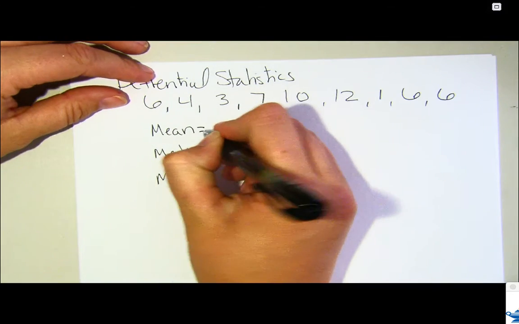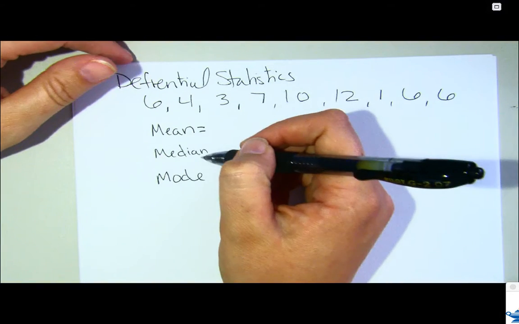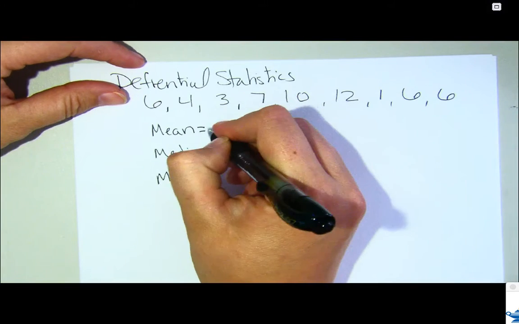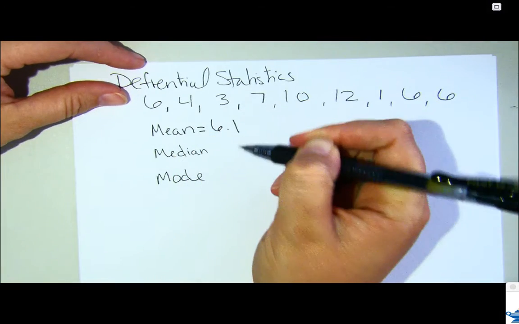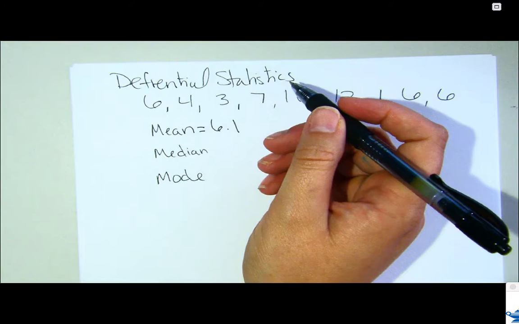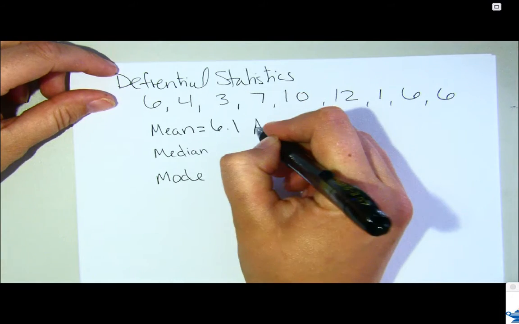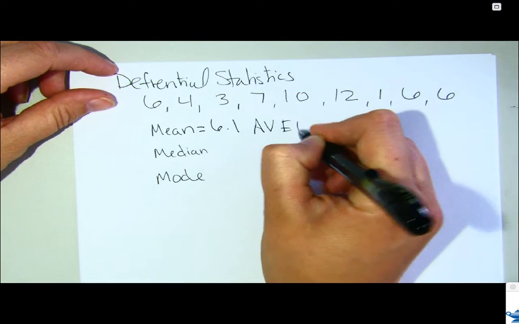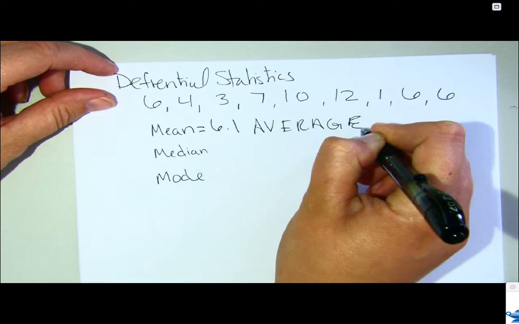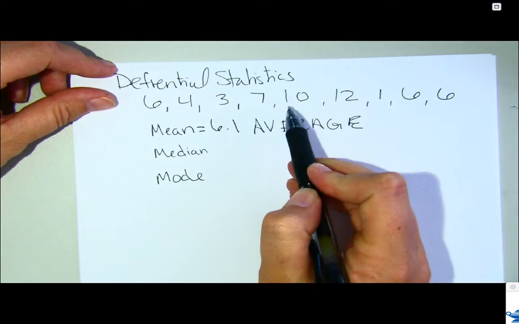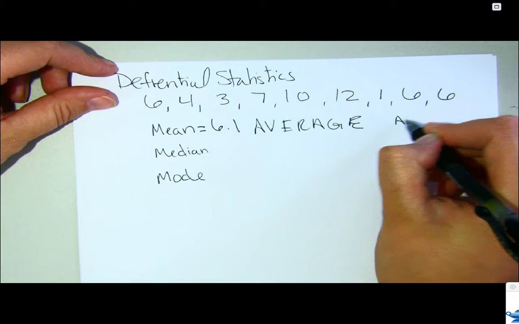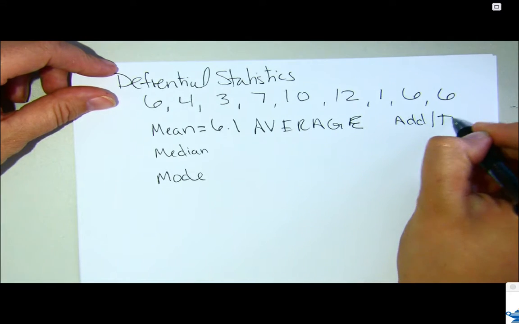Alright. Who can tell me what is the mean? Who can raise your hand? John, what's the mean? 6.1. John, you mathematician, how did you figure it out? You add them all together. It's the average. Do you like how I'm teaching math right now? It's average. You add them all up, and then you divide it by what? The total. There you go.